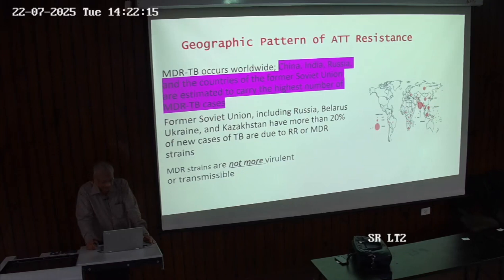Another important fact is that these strains are difficult to treat, but they are not more virulent, and they are not more easily transmissible. The transmission pattern remains the same as that of Mycobacterium tuberculosis. So they are neither more virulent nor more transmissible than the initial agent.